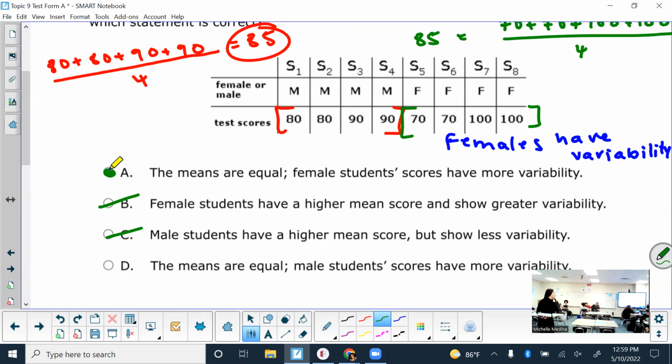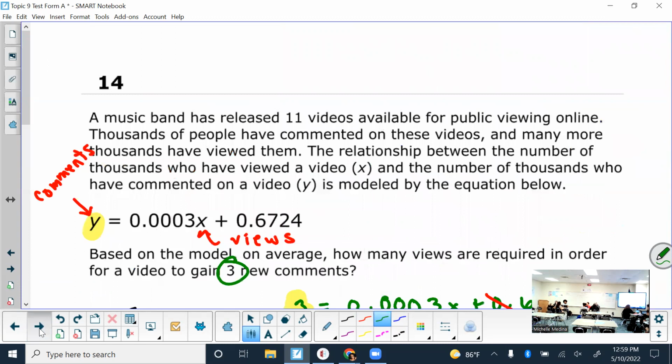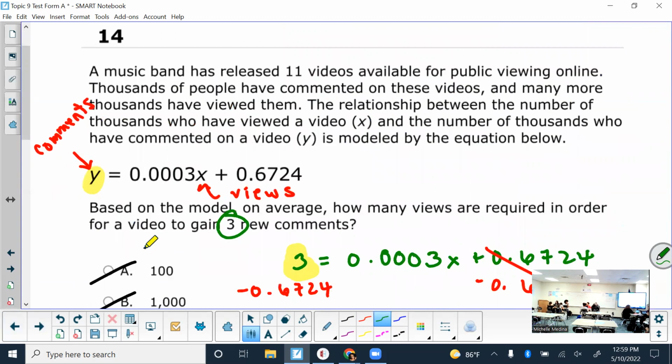Twice. 14. All right, 14. Oops. All right, so 14.